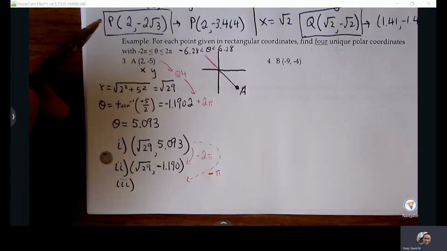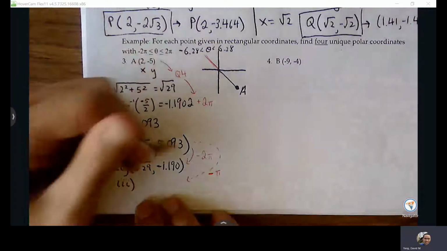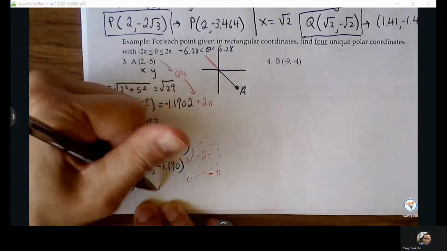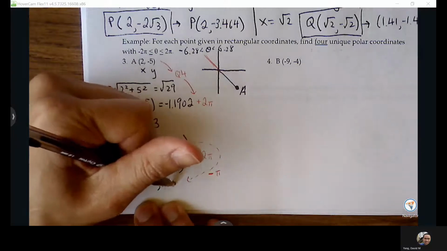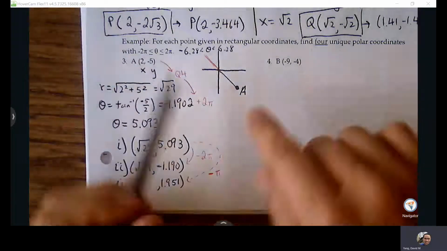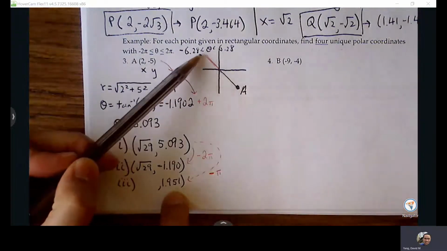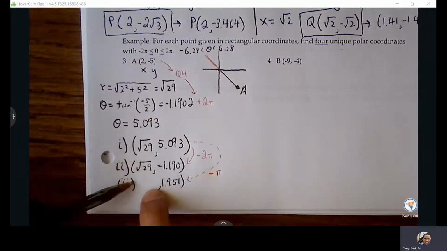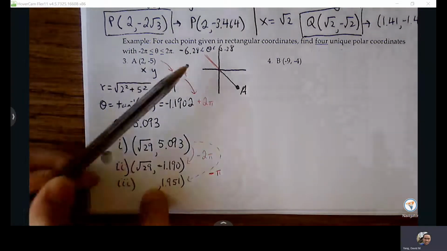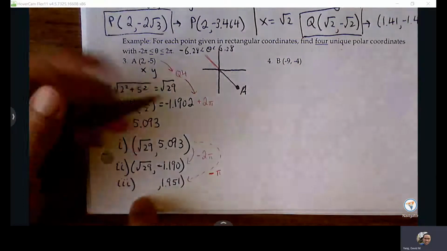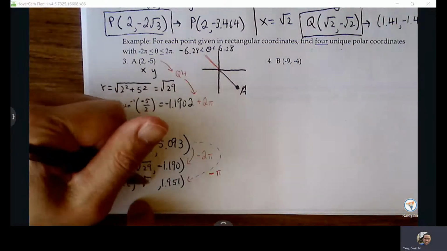So 1.951. It's negative, right? If 1.951 is in the second quadrant, we have to walk away from the second quadrant in order to get to that fourth quadrant. So we have to do negative root 29.